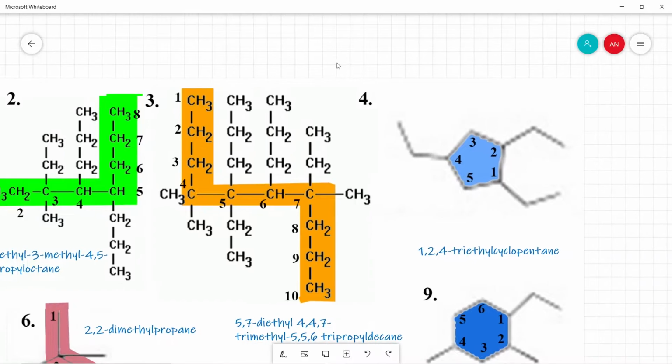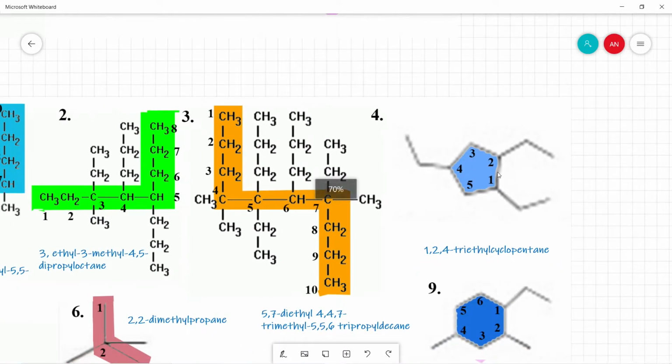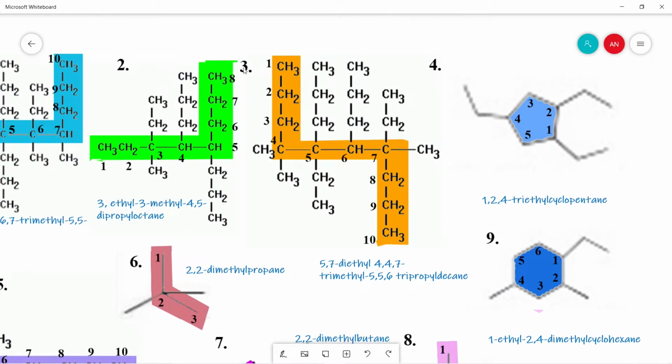All right, now moving to this cycloalkane, it's a very easy one. I started assigning numbers to the carbons this way so the branches get lower numbers. So it's 1,2,4-triethylcyclopentane. You can also start counting from this side or that side as you wish. The name will be the same.